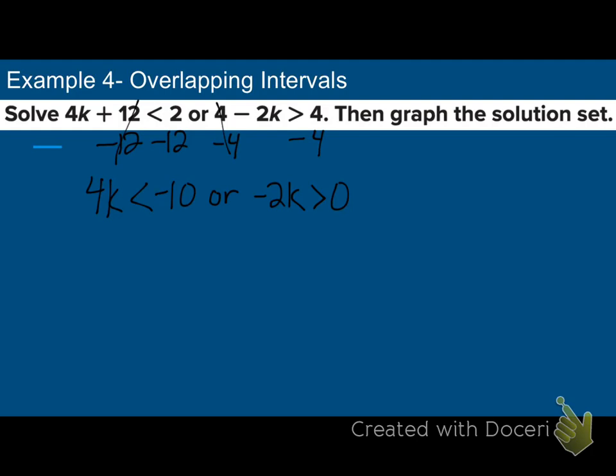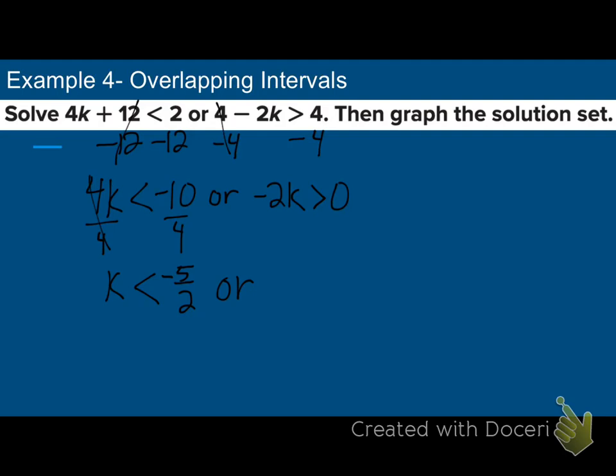Okay. First inequality on the left. How would I get k by itself? Divide by 4. Negative 10 divided by 4. Will that give me a whole number? No, let's go ahead and leave it as a fraction for now. Can I simplify negative 10 over 4? Yes. What are negative 10 and 4 both divisible by? 2. Negative 10 divided by 2 is negative 5. 4 divided by 2 is 2. Symbol, flip or stay? Oh, it's stay. We divided by a positive, so it stays the same. Keep that word or between your inequalities.